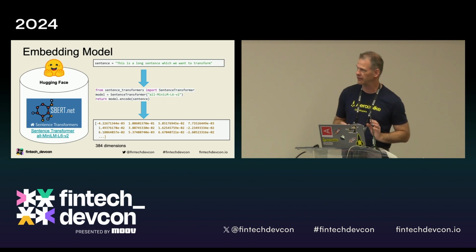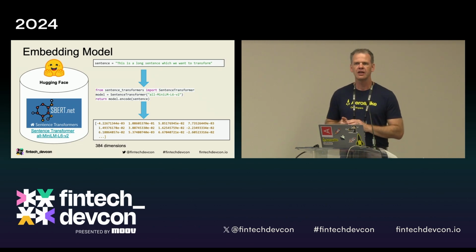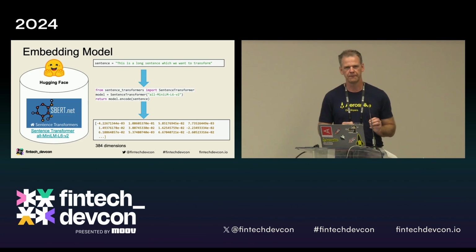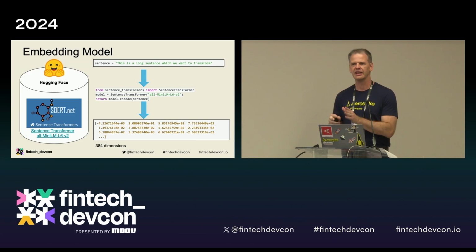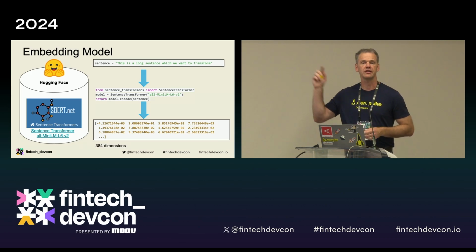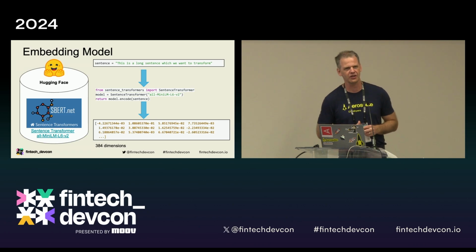All right, so let's talk about the embedding model. This is an LLM. You don't need to give it a prompt. It has a job, and that job in this case is to take a piece of text and turn it into a set of numbers. Now, I didn't write this. I'm nowhere near clever enough to write any of these embedding models.